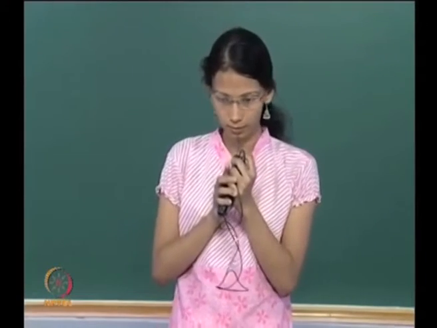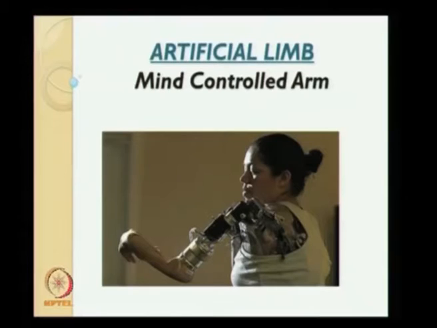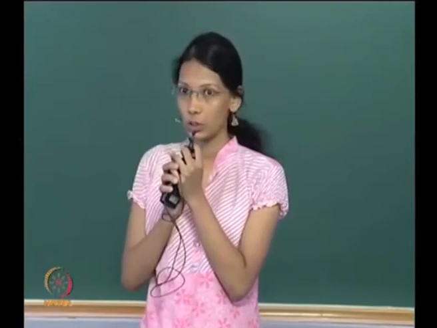I'm going to say a few words regarding artificial limb. As you can see in the image, her name is Claudia Mitchell. She was one of the world's first women to undergo this nerve rerouting surgery.